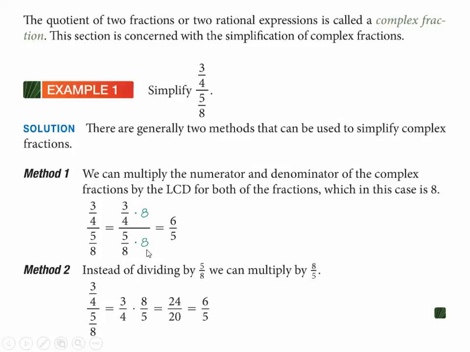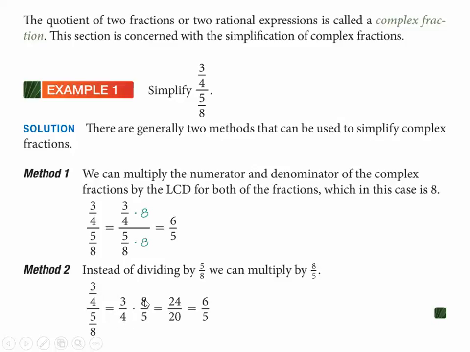On the more sophisticated problems, here's what we do. Instead of a division problem, we change it into a multiplication problem. Notice the 3/4 stays the same. Instead of dividing by 5/8, we're going to be multiplying by the reciprocal, or 8/5. Once you get to this step, that becomes an easier problem. We can multiply them together, or you can reduce down the fraction.